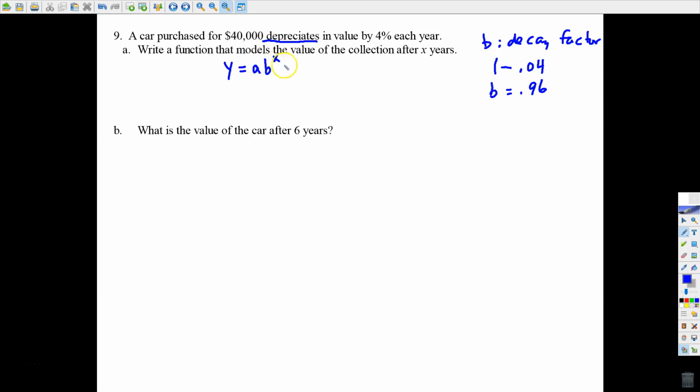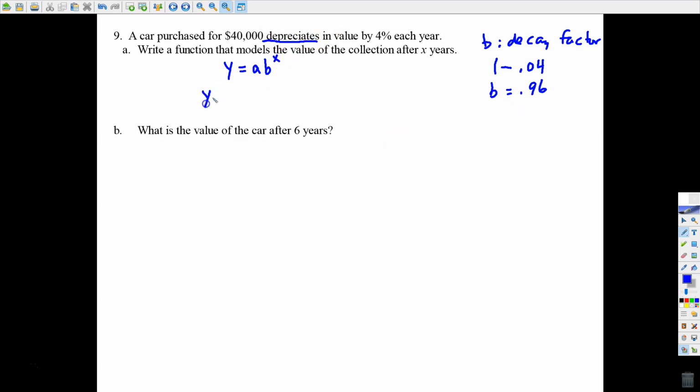Now, just in case you see this on the exam, if we had an item that is growing in value, it's getting larger over time by 4%, then that changes this to a growth factor, and then I would be adding 1 plus 4%, and that would give me a B value of 1.04. So you'll need to read the problem and decide, is the item going down over time in value, or is it increasing in value over time?